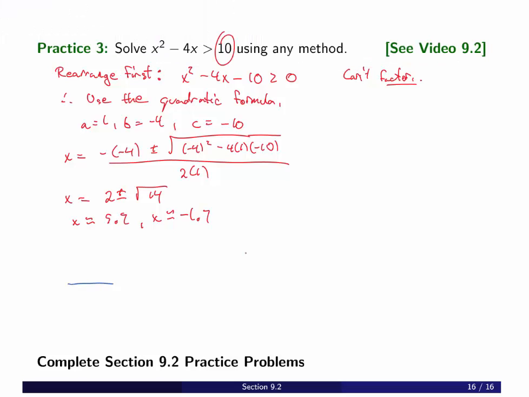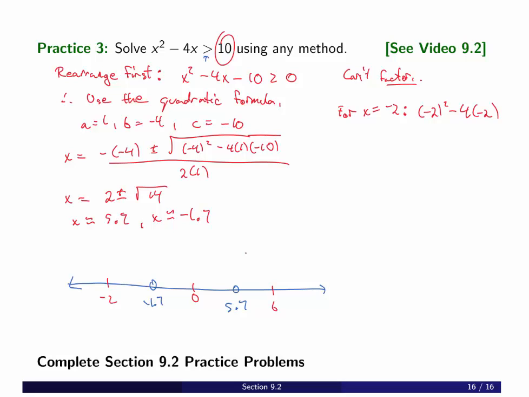When you put them on the number line, we're not including equality, so we're going to use open circles again. And this is -1.7 roughly. This is roughly 5.7. So we can use values between them, which will be 0. Below them, we can pick -2. We can pick 6.